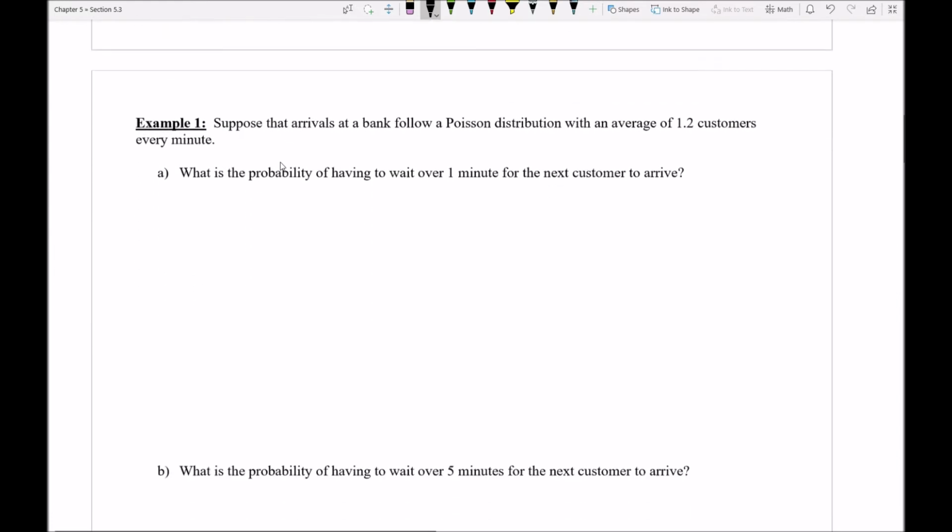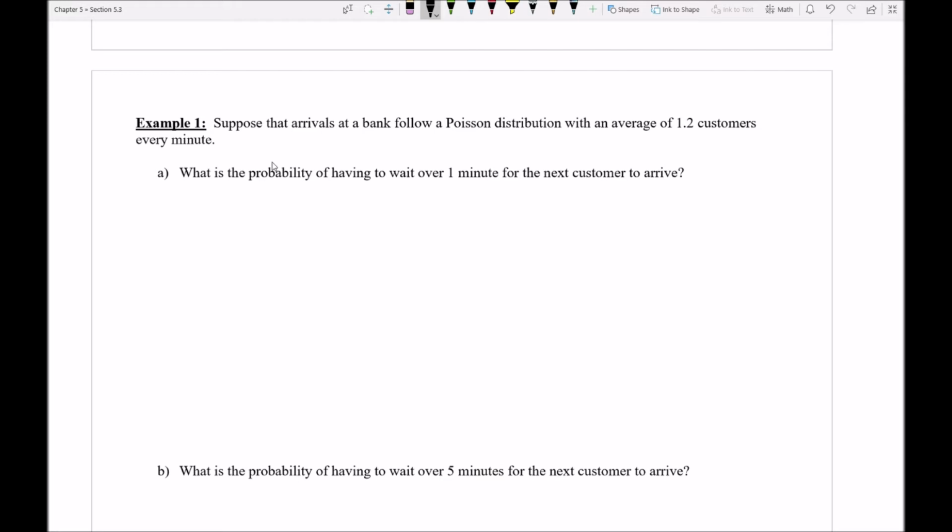Let's take a look here at example number 1. Suppose that arrivals at a bank follow a Poisson distribution with an average of 1.2 customers every minute. This is actually the exact problem that we saw back in the first video. Well, let's see what we ask here. What is the probability of having to wait over 1 minute for the next customer to arrive?